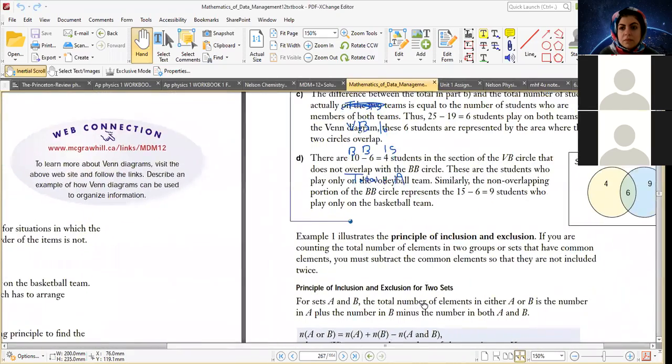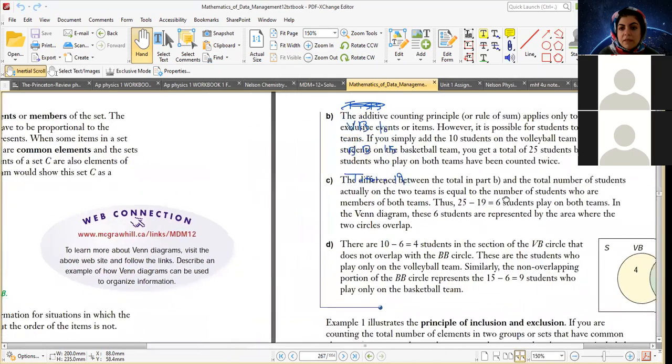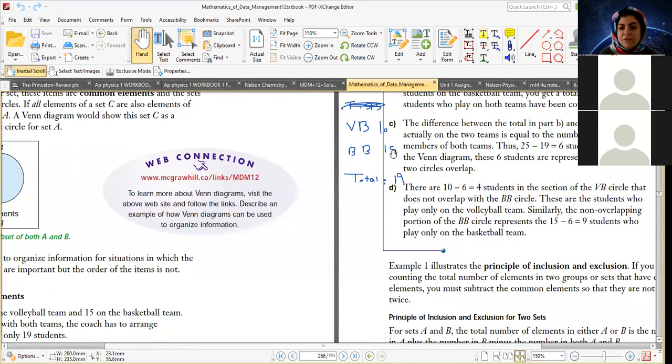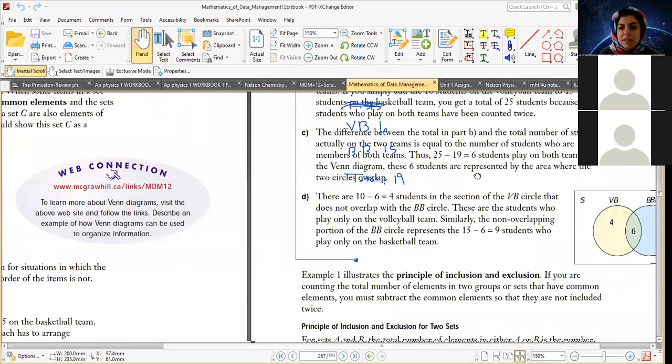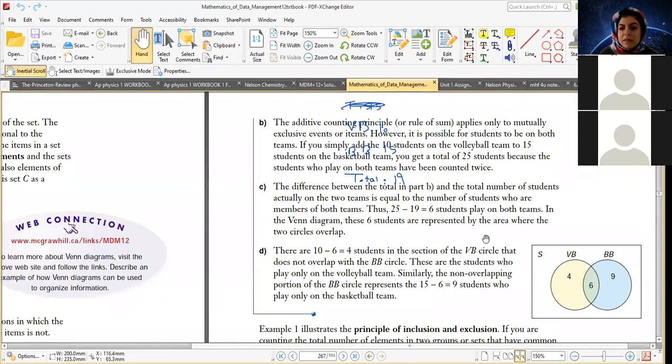So how do we do this? How do I find out? If you say 25 is the total, because 10 and 15 is 25, right? But we said the total is 19. If you subtract, you get 6. This 6 is the number of students who participated in volleyball and basketball at the same time.